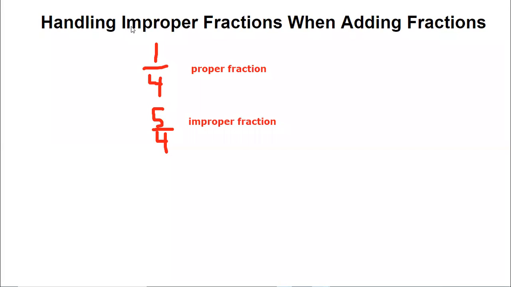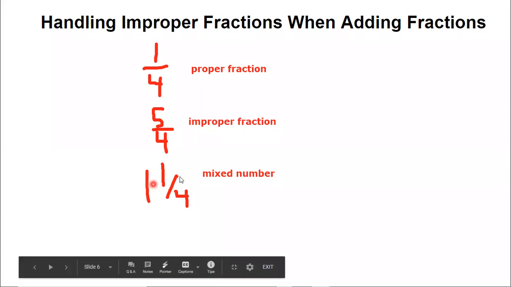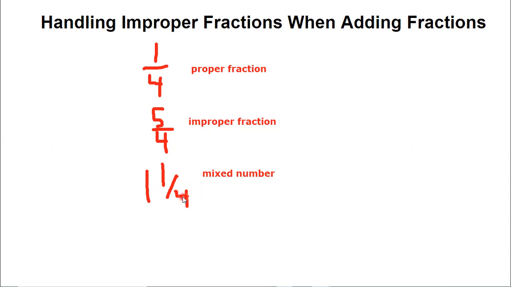And there's one other term you should know. What if I gave you this? 1 1/4. That is called a mixed number. Why is it called a mixed number? Because you have a whole number 1 and a fraction part 1/4. So it's mixed with a whole number and a fraction.